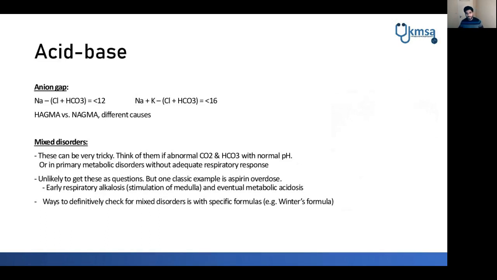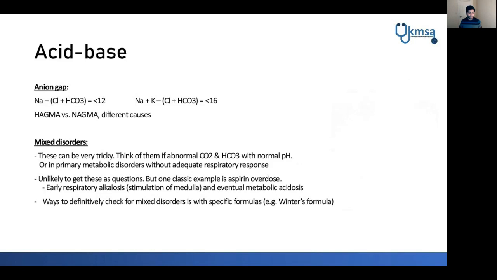And then I was talking about mixed disorders. This is something that I always found tricky. I still find it tricky because it's not so intuitive. Like I said, if there is a normal pH and abnormal electrolytes, then you can think of it. Or sometimes if there's a metabolic disorder without the respiratory response which you would expect, then you can start to think of mixed disorders. But overall, I think it would be very unfair to give you guys these questions.